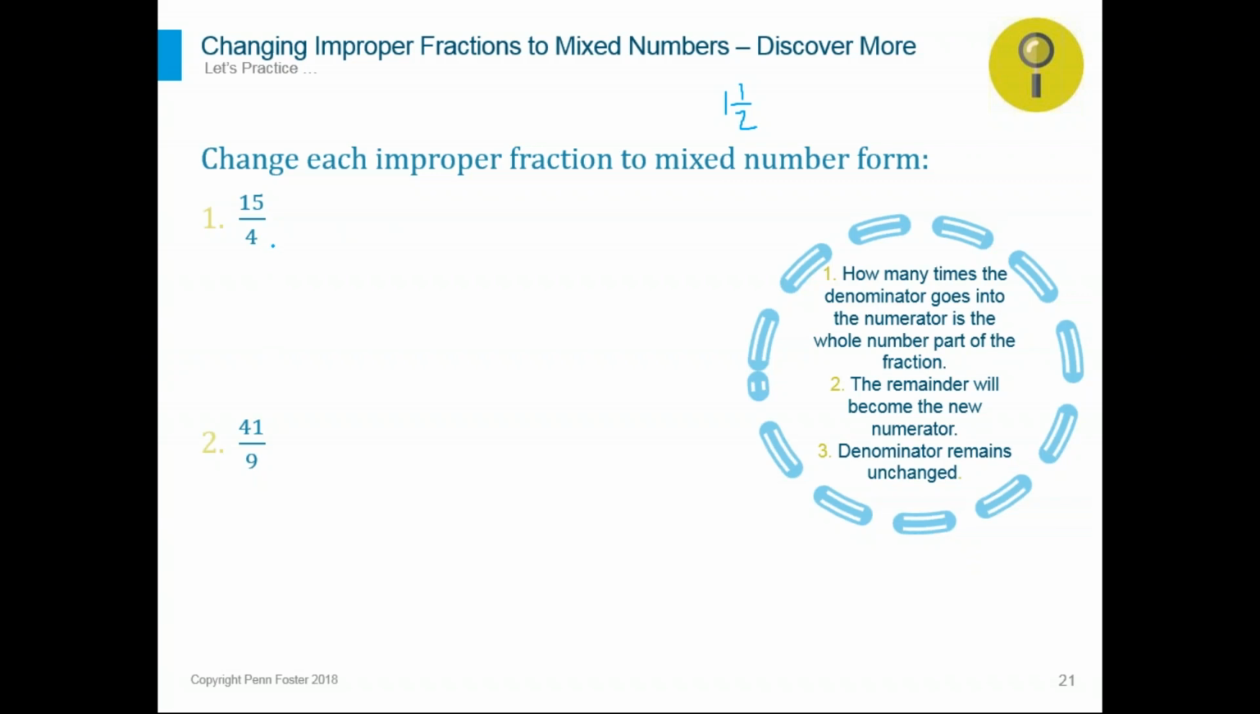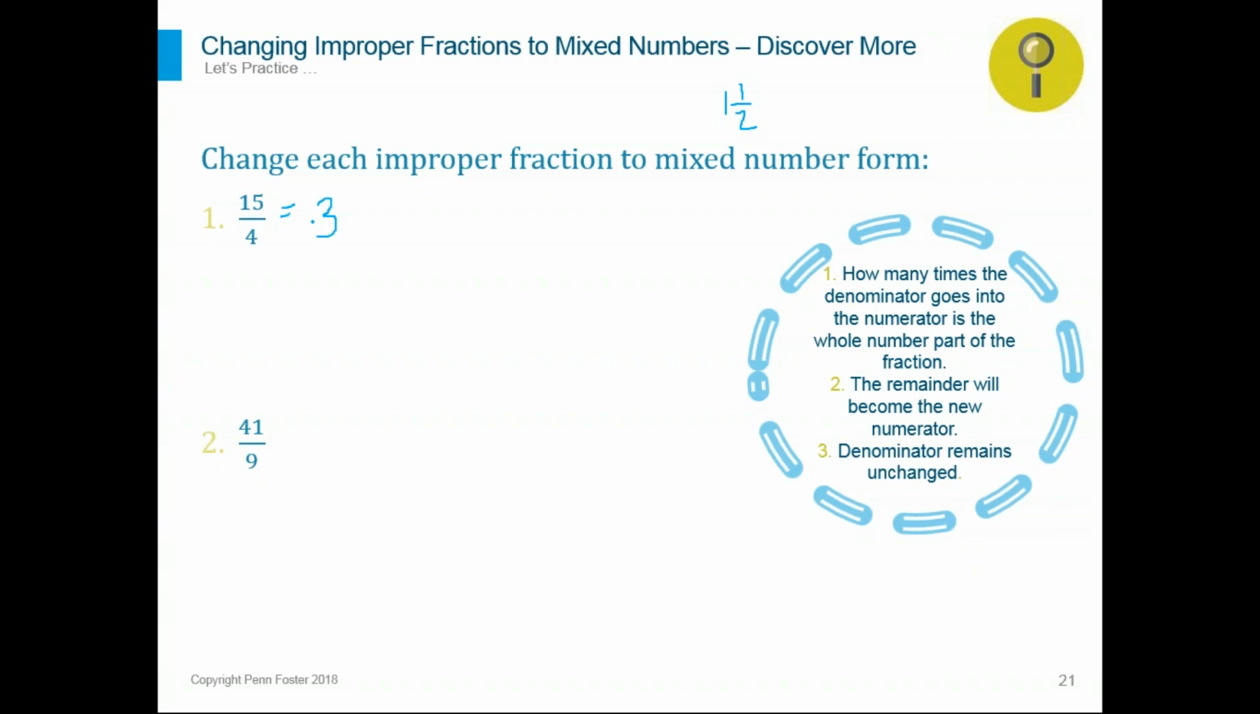The way we're going to do that is to think how many times the denominator goes into the numerator. If it's too hard to do the math mentally, you can use a calculator and divide 15 by 4. That will give you a number and some decimals. Ignore the decimals. It will give you 3 and some decimals. So 3 is the whole number part of the mixed number.